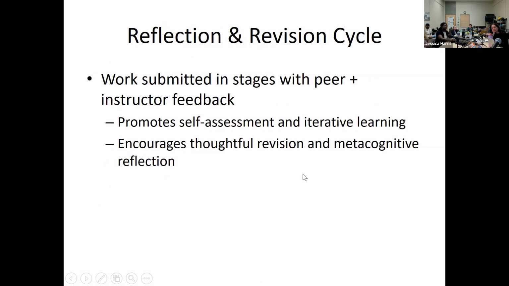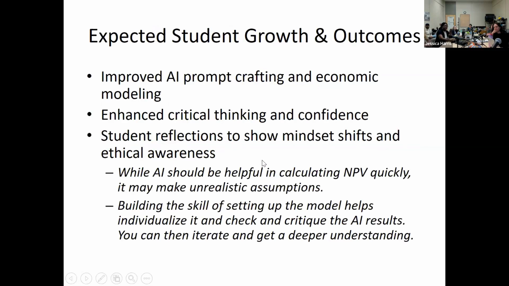And then there's going to be a reflection and revision cycle where students will have peer review. They will look at each other's work at various stages, and I'll show it in my assignment. And this is supposed to promote self-assessment, and then that's learning. Okay. And then, of course, what am I expecting out of this? Improved AI prompt crafting as well as economic modeling, enhanced critical thinking and confidence, and students' reflection to show a mindset shift and ethical awareness.